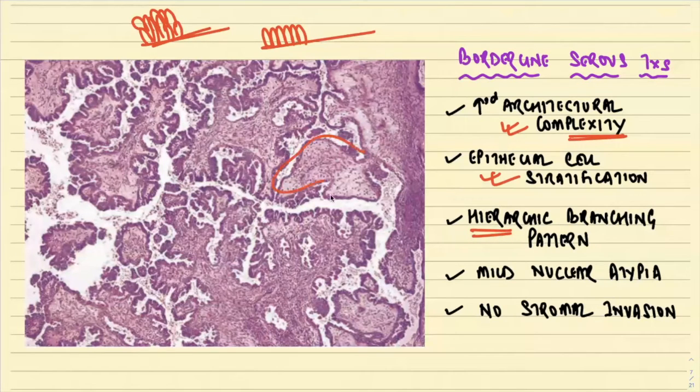See, this is larger in size. As you go above, they will become smaller and smaller and smaller. So as you go up, there's a hierarchical branching. From larger branching, you get a smaller branching. Now a mild amount of nuclear atypia might be present, but again, what is very important, no stromal invasion is there, which is differentiating this borderline serous tumor from your malignant tumor.